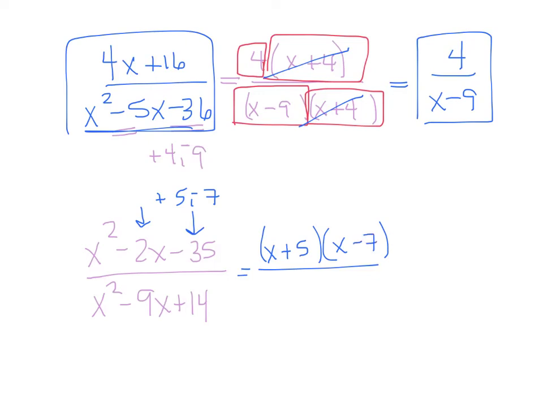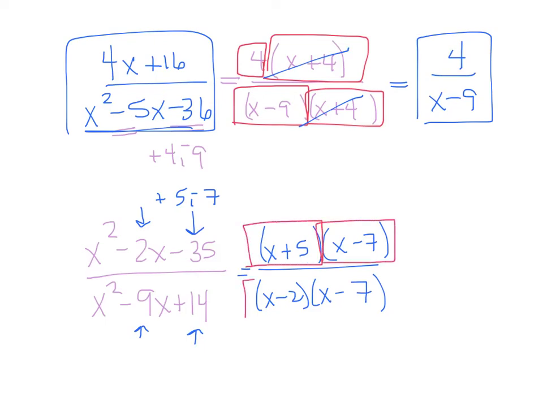I wrote it right. Okay, on the bottom, we're looking for factors of 14 that add to be negative 9. And so we're going to do a negative 2 and a negative 7 to multiply to be a positive 14. And so once again, hopefully you see we have this binomial times this binomial, and this binomial times this binomial, and everything's included as multiplication. So we can cross out the things that are the same, and we get x plus 5 over x minus 2.